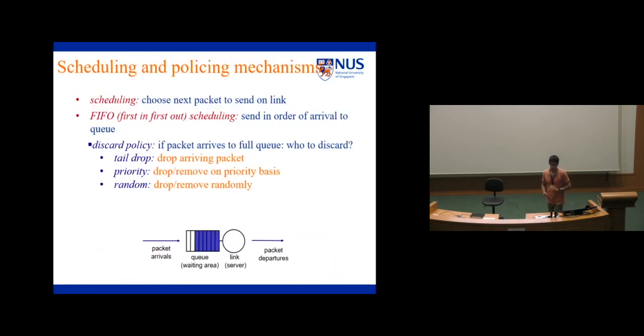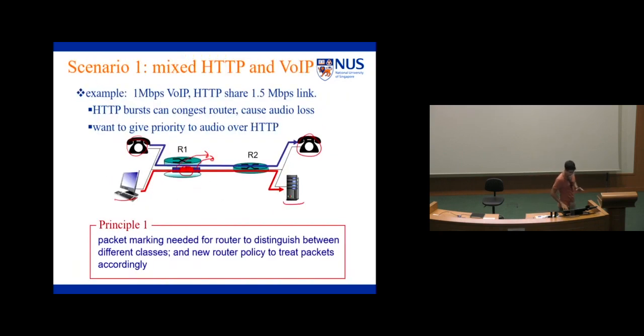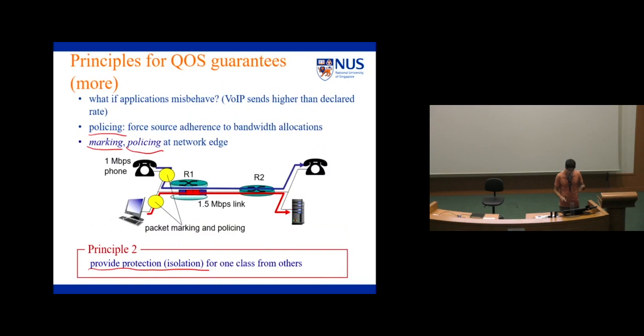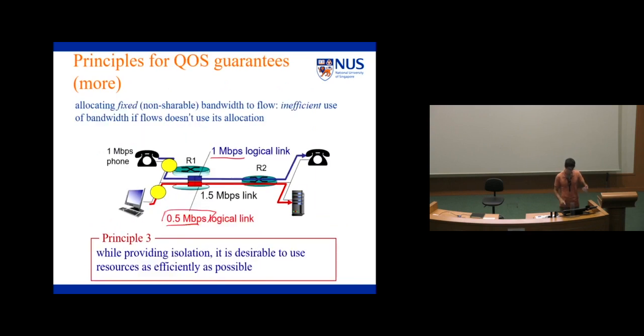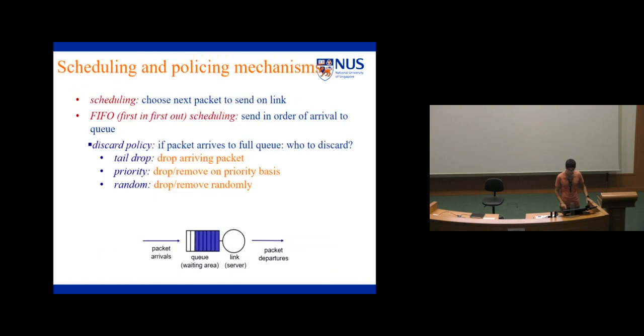So now with these insights, let's repeat them again. First, we need to distinguish packets by marking them. Second, we need to provide some isolation. And third, even if we give isolation, we want to use resources as efficiently as possible. So with these principles, now we will think about what kind of scheduling and policing mechanisms we can have.